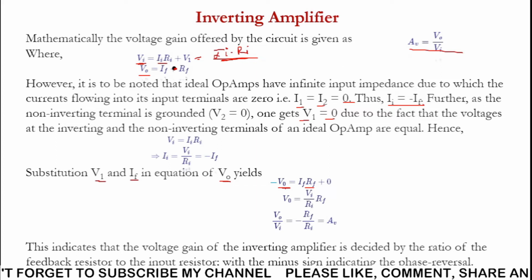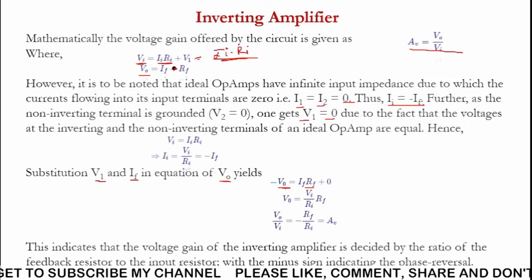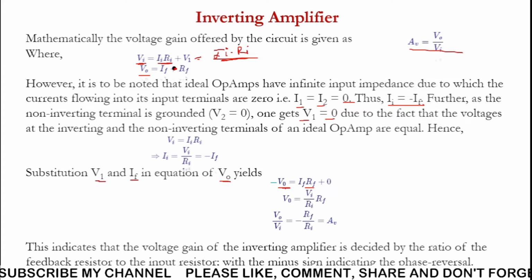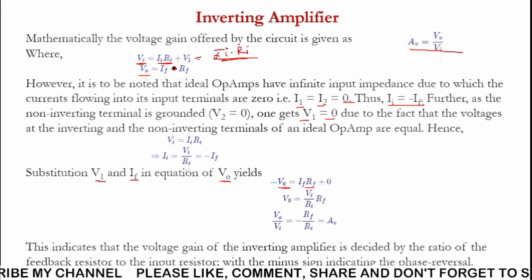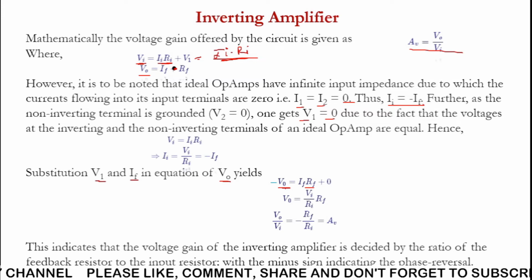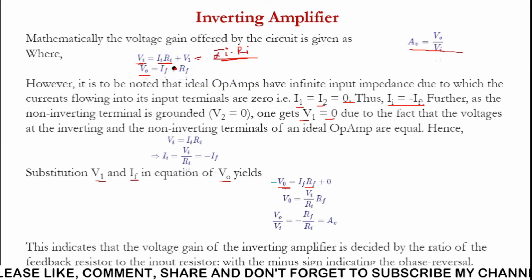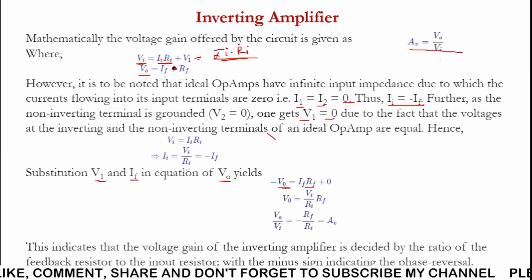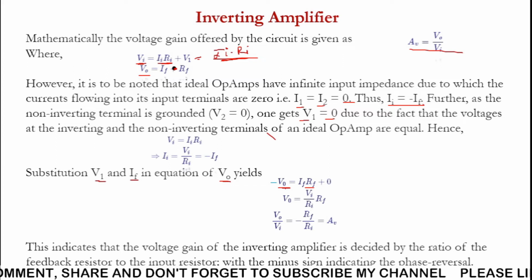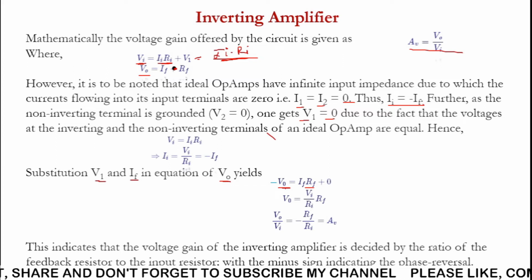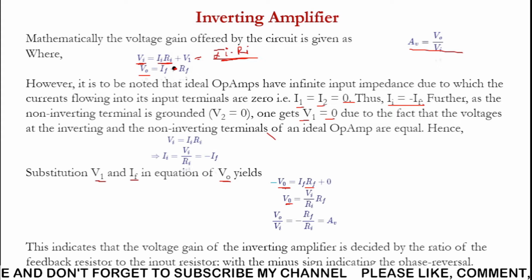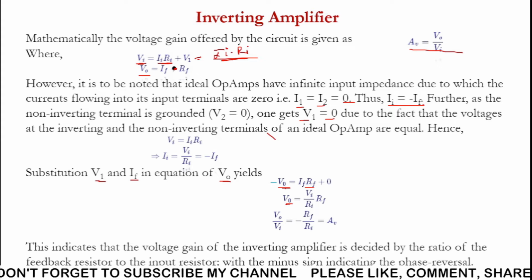So now If is considered to be minus Ii, and minus Ii is nothing but Vi upon Ri. So what we'll have is V out, Vo is equal to minus Vi upon Ri into Rf. So why is there a minus sign?